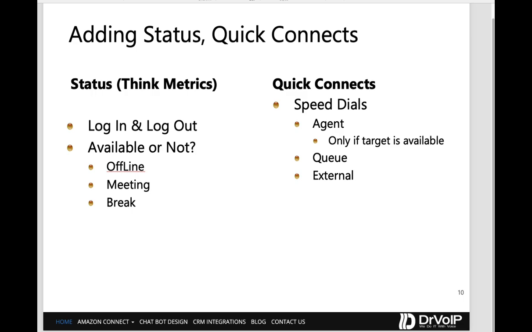And then lastly, we'll configure quick connects, which are basically speed dial buttons that enable you to transfer to an agent or transfer a caller to a queue or transfer to an external resource. So let's go ahead and get these options configured.